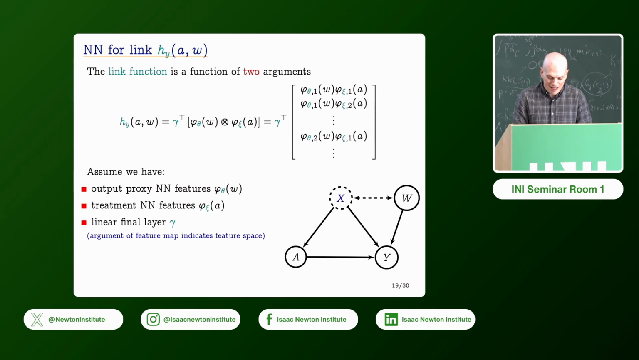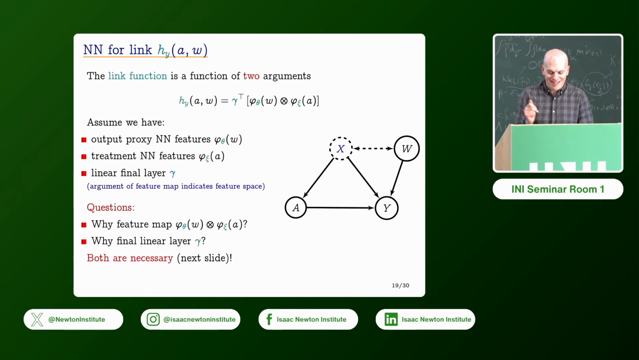Next, we need a parameterization of our h. Here I'm going to use a very strange parameterization, and then I'll explain in the next slides why I did it. So here is my parameterization of this h function. It's a Kronecker product of neural net features of w with parameters theta, and neural net features of a with these parameters zeta. This Kronecker product amounts to saying the product of all pairs of features, so it's a big long list of products of pairs of features. Then I've got this linear final layer.